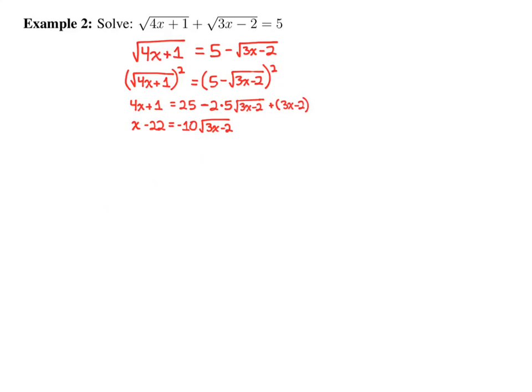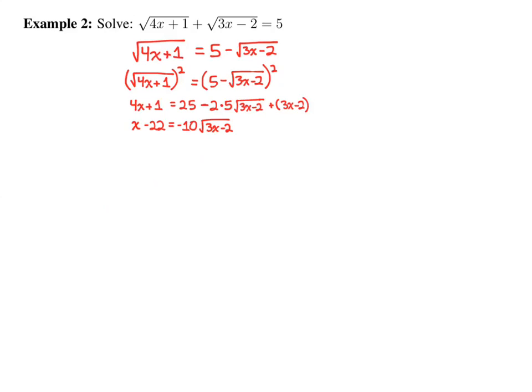Okay, so here's what I did: I took the 3x from the right side and moved it over, and I took the 25 and the negative 2, which is 23, and subtracted it over, so it's x minus 22. And then that negative 2 times 5 is negative 10 times square root of 3x minus 2. Okay, still have a square root.